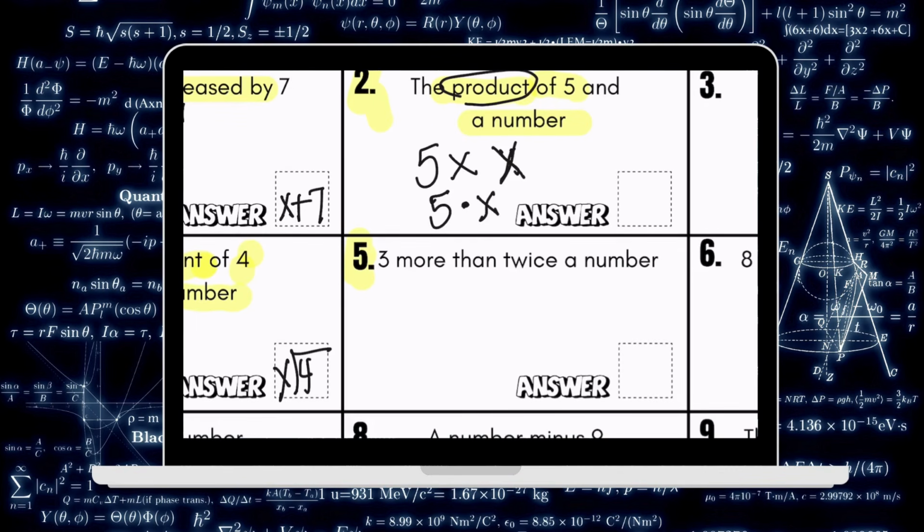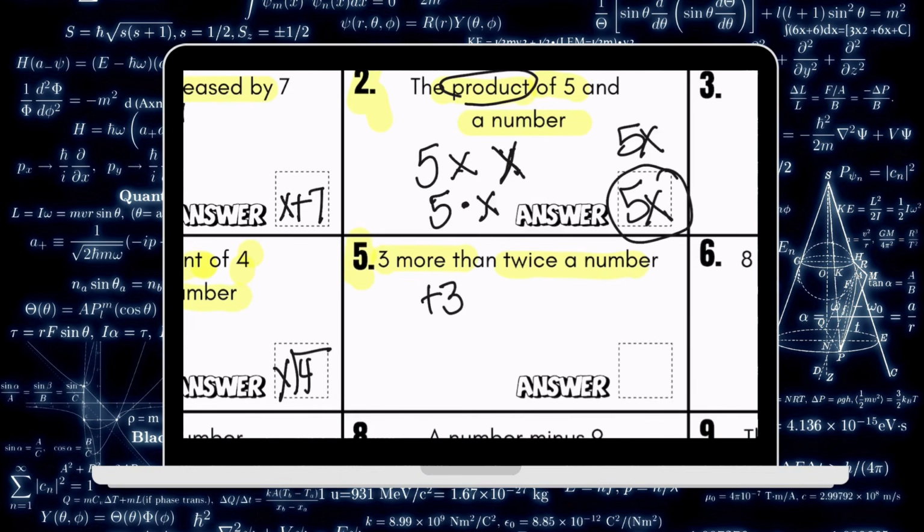Another thing that we do with algebraic expressions is just put it right next to each other. 5x, when you see it right next to each other without an operation, that means we're multiplying 5 times x. And the reason why is because we don't want to get confused with xx and think that that means x squared. Okay, let's do number 5. 3 more than twice a number. So 3 more than I know means that I'm adding, right?